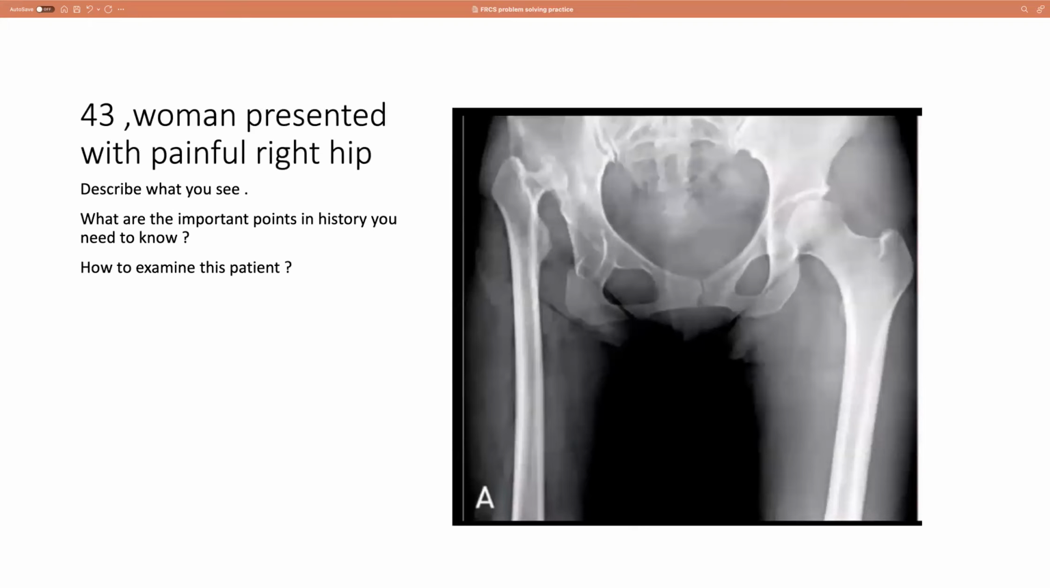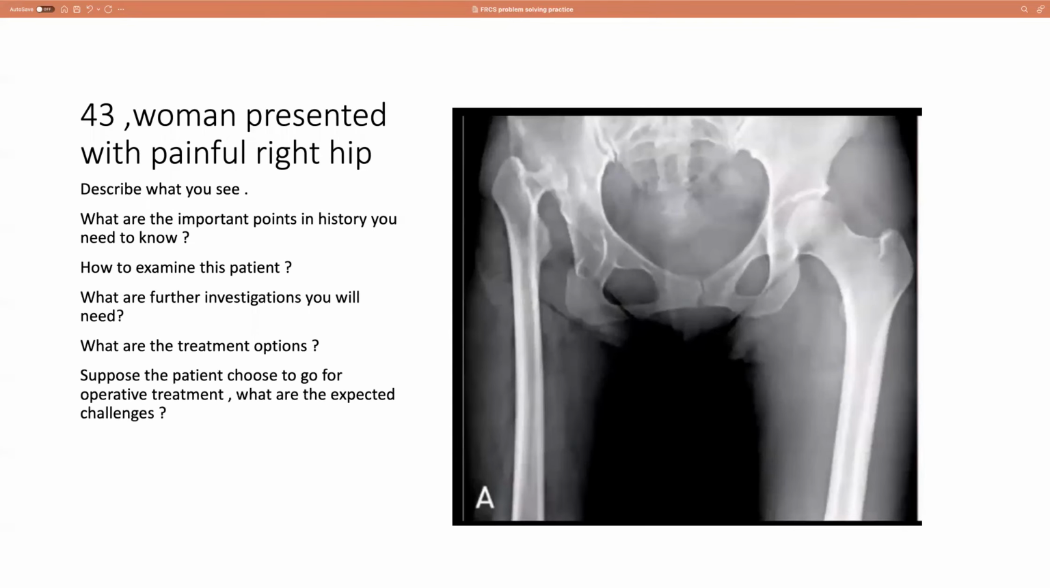How to examine this patient? What are further investigations you will need for decision making? What are the treatment options? Suppose the patient chooses to go for operative treatment. What are the expected challenges?